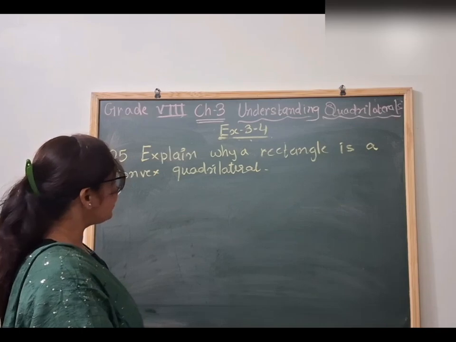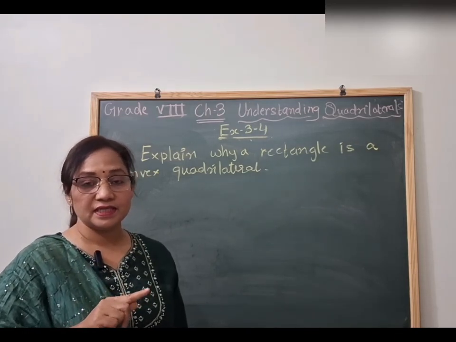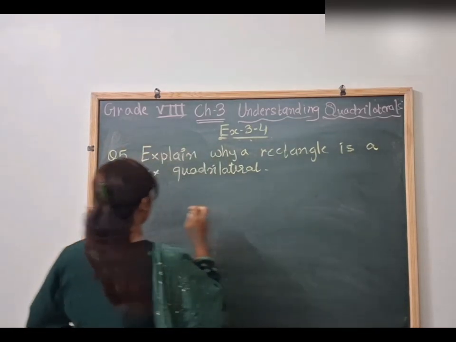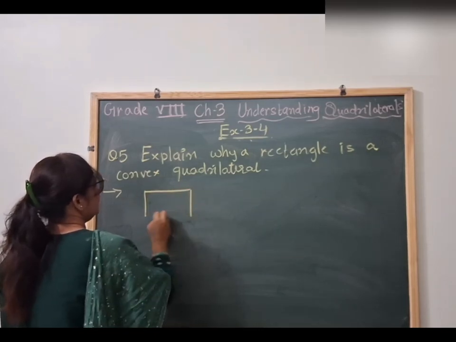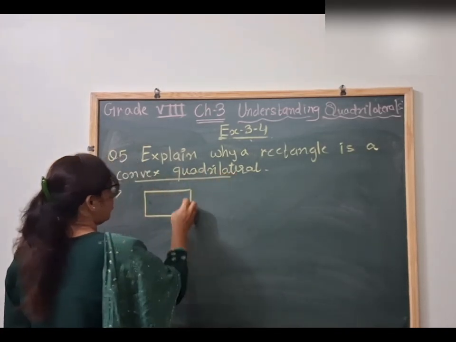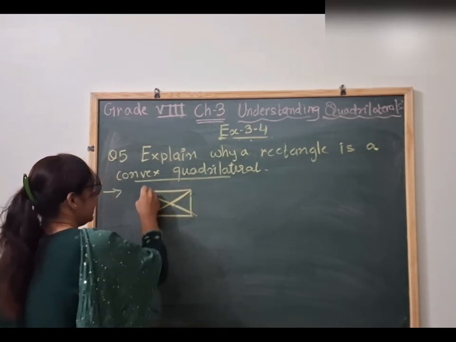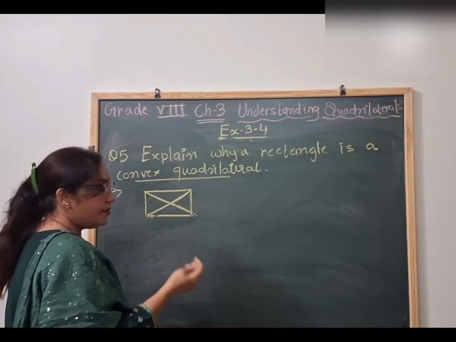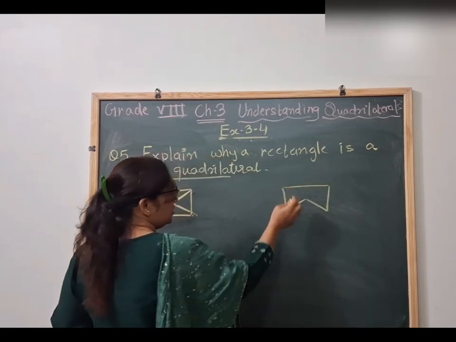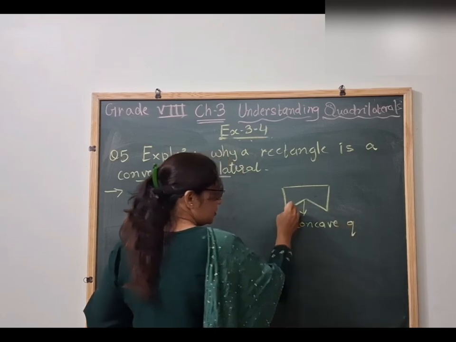Question number 5 says, explain why a rectangle is a convex quadrilateral. If you remember, when we started the chapter, we discussed what is convex and what is concave. Now when I draw a rectangle, this is a rectangle and they are telling it is a convex quadrilateral. When we talk about the diagonals, they are in the interior of the rectangle. But if I draw a shape like this, then this is a concave quadrilateral.